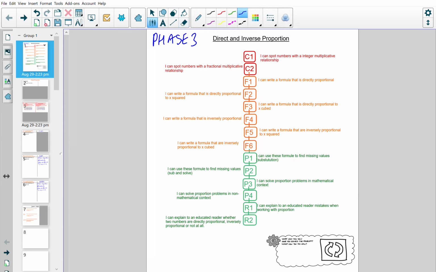This is a phase 3 video on direct and inverse proportion. In this video we will be focusing on direct proportion only, which is F1, F2 and F3 on our flowchart.